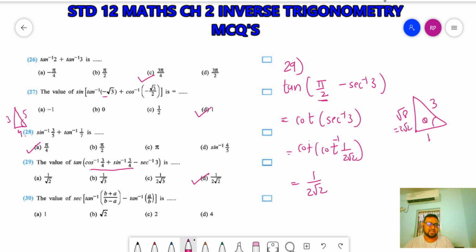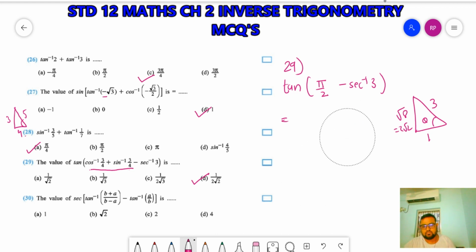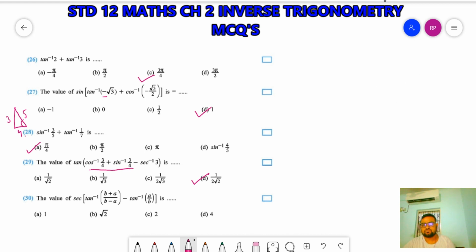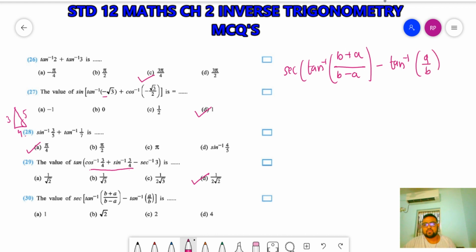Now let's see the 30, that is the last for today. Okay, now it is given: sec of (tan inverse of (b plus a) upon (b minus a) minus tan inverse a by b). Now see here what we can do. We have the formula tan inverse x plus tan inverse y, what will be that? Tan inverse of (x plus y) upon (1 minus xy). So I require 1 at this position. So I want 1 here. So what can I do? Divide by b.